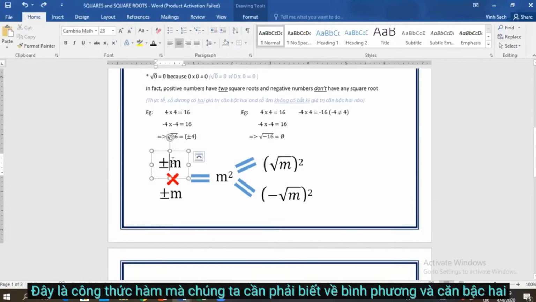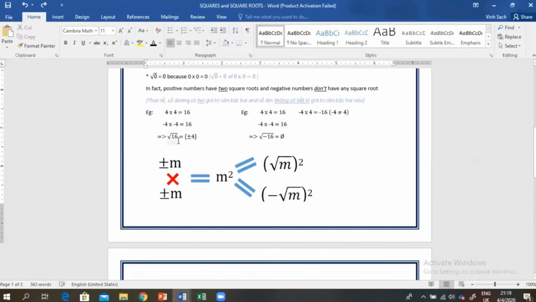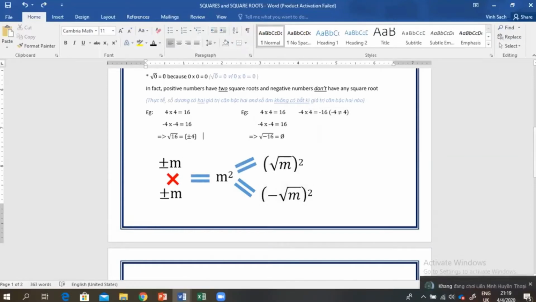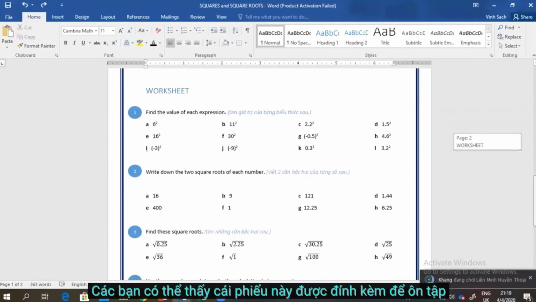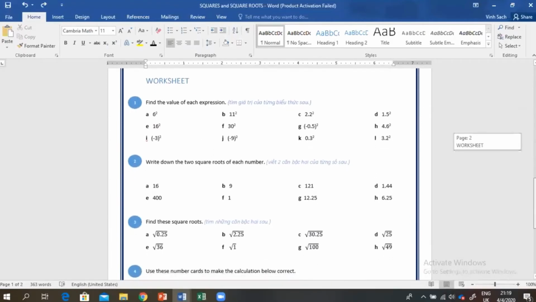This thing here is the function machine that we have to know about squares and square roots. It's very simple. Minus m multiplied by minus m, or m multiplied by m, is equal to m squared, which is also equal to radical m squared and minus radical m squared. This worksheet here should be attached for those who need it for practice.